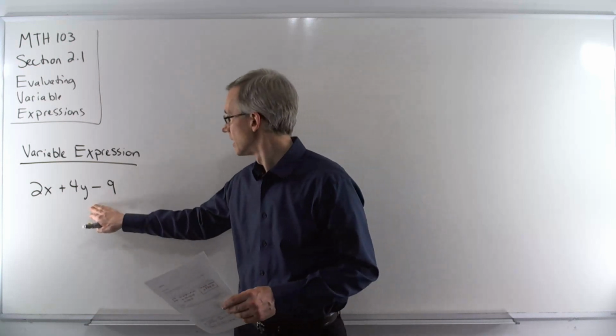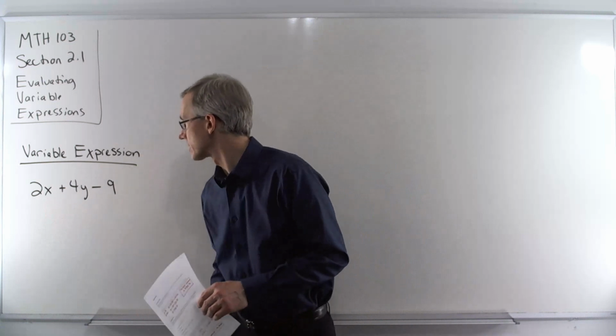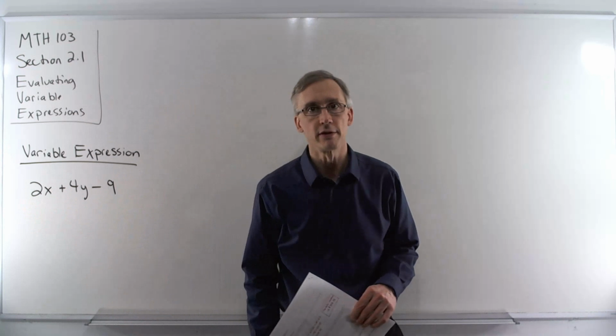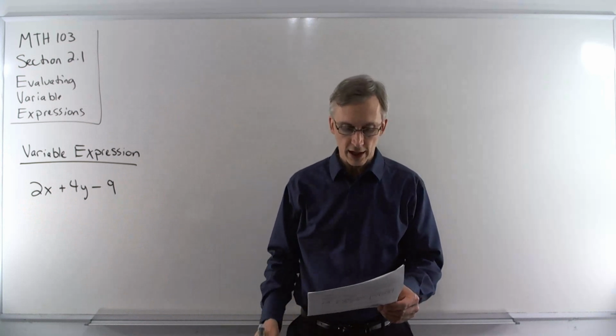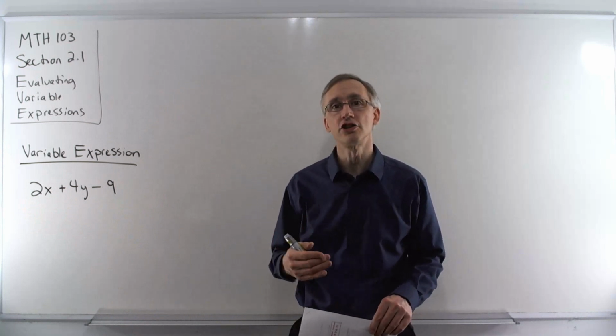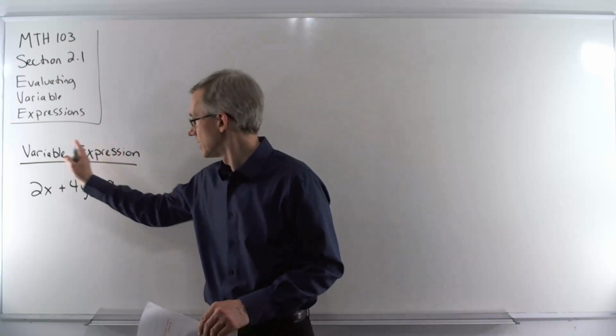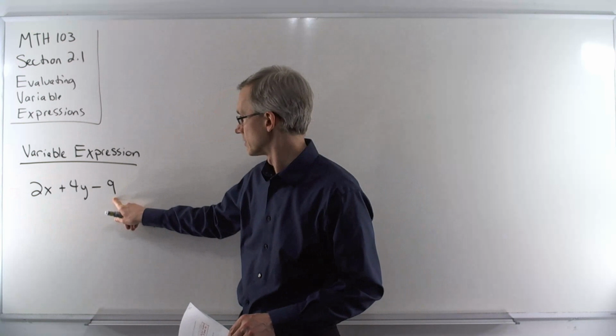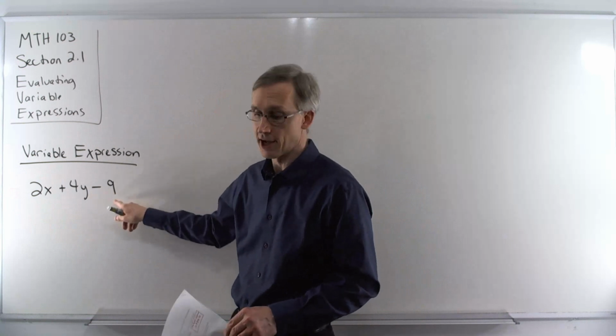So I'll look at this expression here. This is called a variable expression because it's an algebraic expression that contains variables. A constant is a fixed, unchanging number. So the constant in this expression would be the number without a variable part next to it. So it would be -9. Make sure you include the sign.